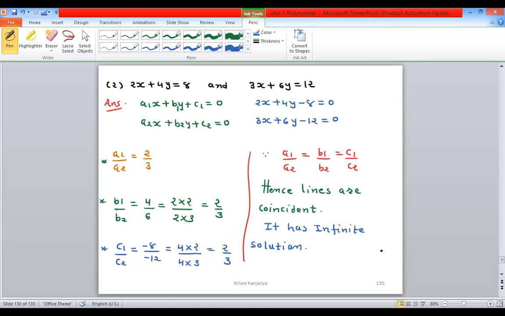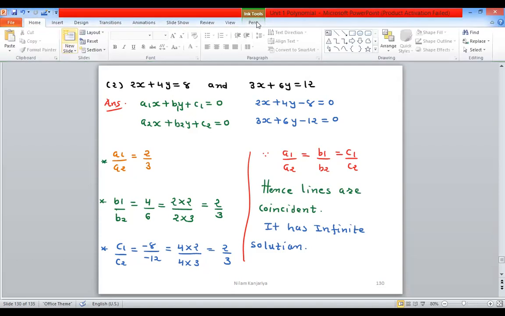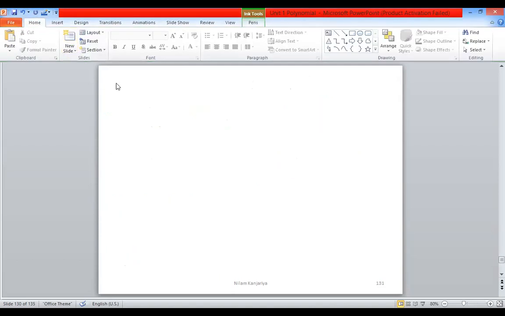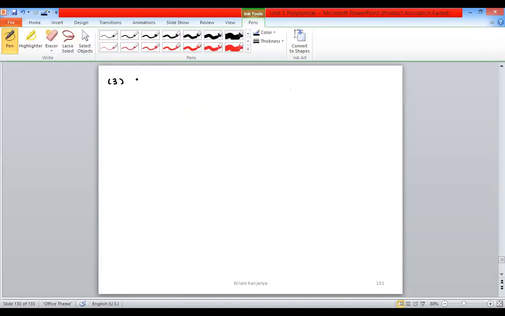Okay, now I'm taking the last example and I'm giving you the third equation. Look here. x + 2y = 11 and 4x + 8y = 9. Let's check which condition is satisfied.